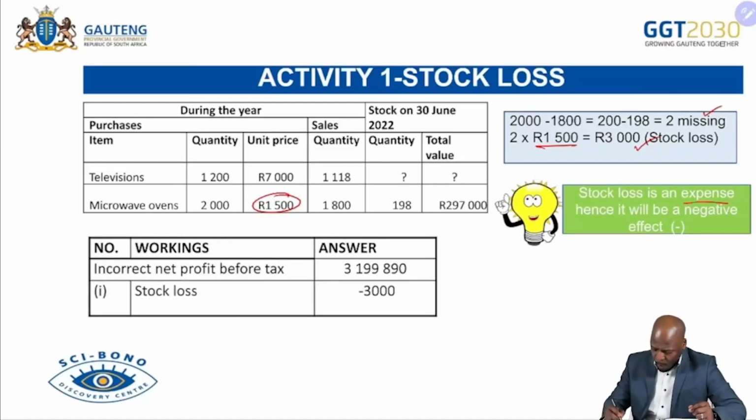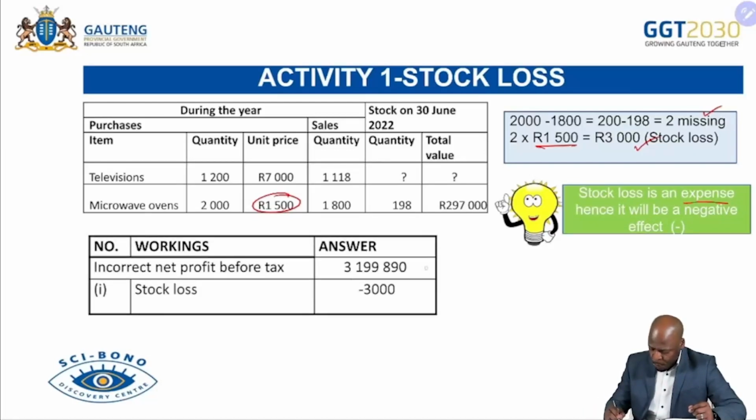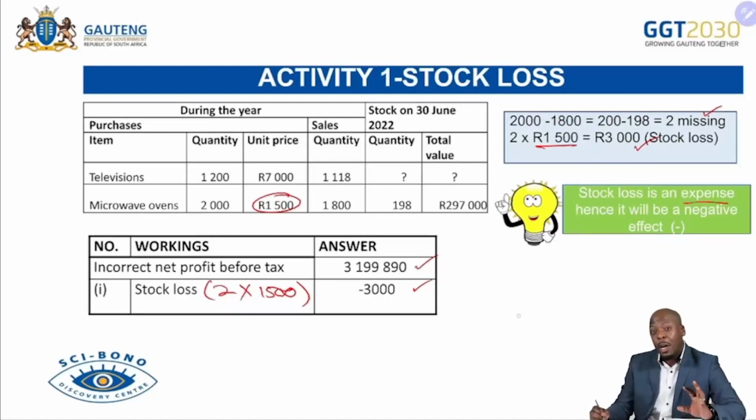So when I come here now, I'm coming to my incorrect net profit, which is 3,199,890. And then I'm subtracting the 3,000, which is my stock loss. You remember how we got the 3,000? We had 2 microwave ovens that are missing, and each one was 1,500. So we are going to have the 3,000. All right. Now, it is very important that when you do this, I'm going to be incorporating the balance sheet as well, the statement of financial position.